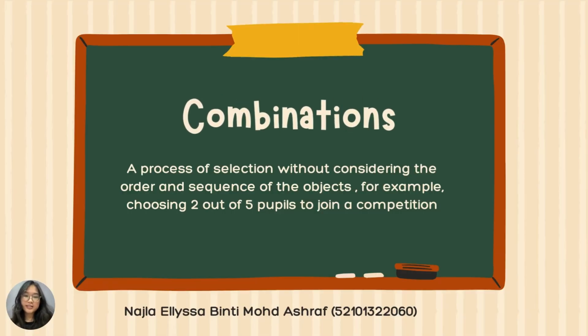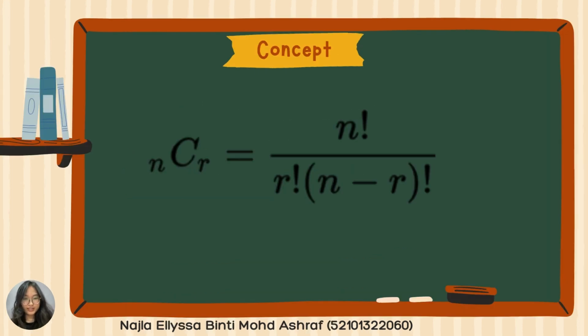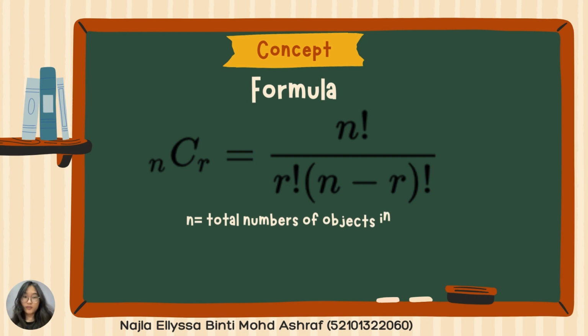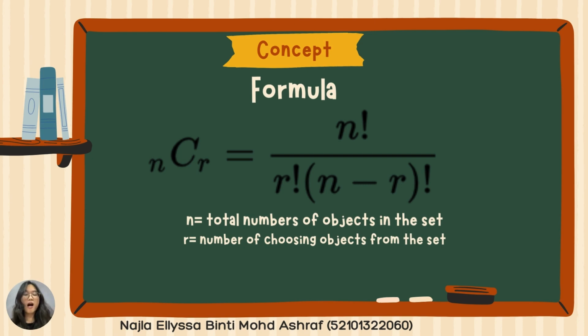So today I'm going to talk about combinations. Combination is a process of selection without considering the order and sequence of the objects. For example, choosing 2 out of 5 pupils to join a competition. So this is the formula. Combination formula is equal to factorial of n divided by the product of the factorial of r and the factorial of the difference of n and r. So n is total number of objects in the set and r is number of choosing objects from the set.